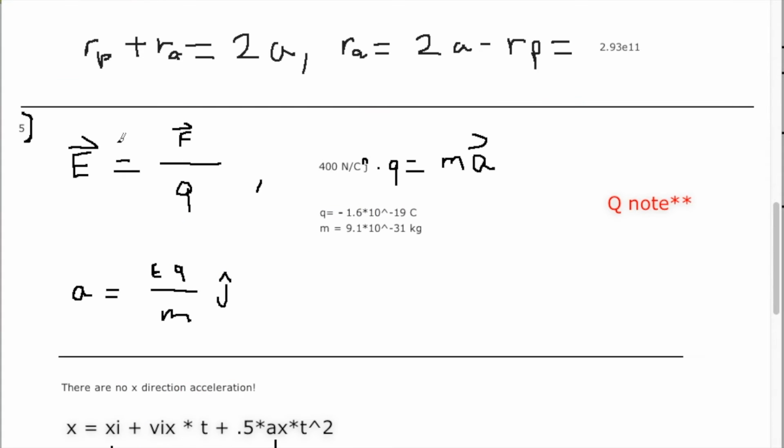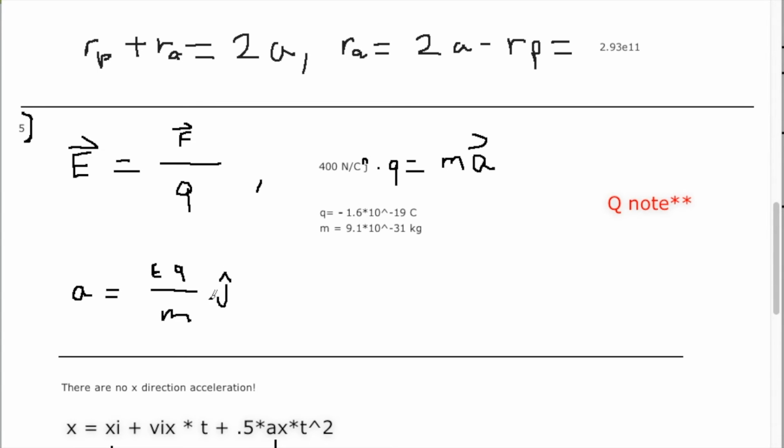Anyway. So for this problem, we have to use this formula. E equals F over Q. So then you can multiply the Q to this side. EQ equals MA, which is F. And don't forget the vector hats. So we know Q because it says an electron, and an electron's charge is negative 1.6 times 10 to the minus 19 coulombs. We know m because it's also a mass of an electron, which is 9.1 times 10 to the minus 31 kilograms. And so we know q, we know m, we know e, so we can just solve for a.